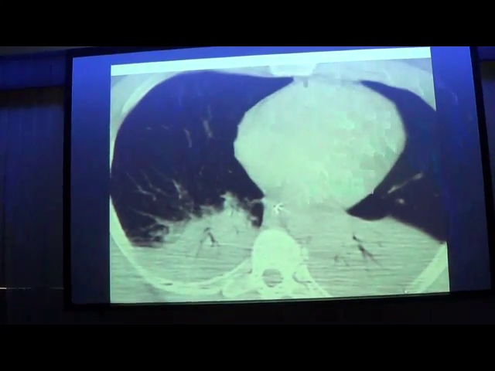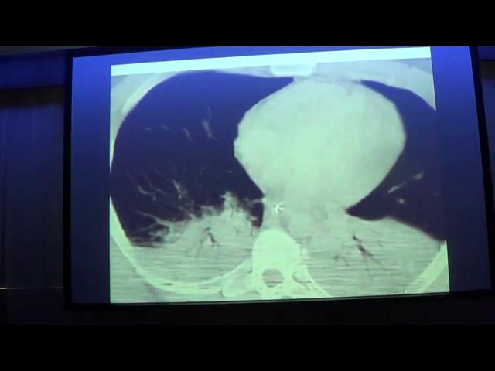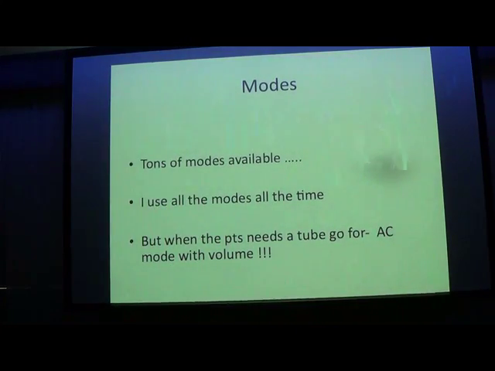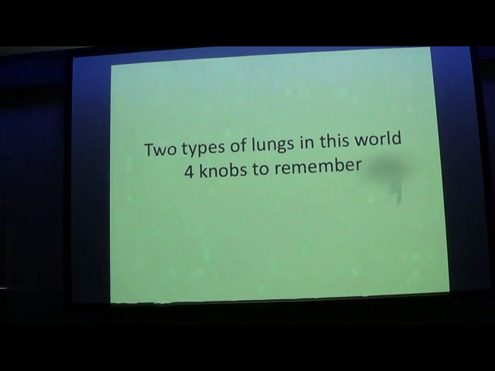Now, if you see clearly, 1/3 of the lung has been lost to consolidation. It is not available for any kind of ventilation. Tons of modes are available, and I use all the modes all the time. But when the patient needs a tube and you are in a hurry to start, please do assist control with volume, or basically volume control mode. In this mode, you will have a fair idea how the lung is. Once you estimate the lung, you can go for any mode. Alright? So we discussed there are only 2 kinds of lung.